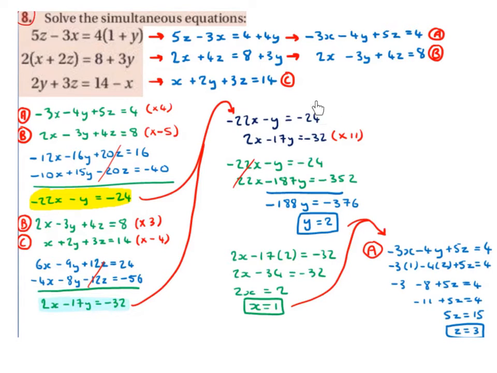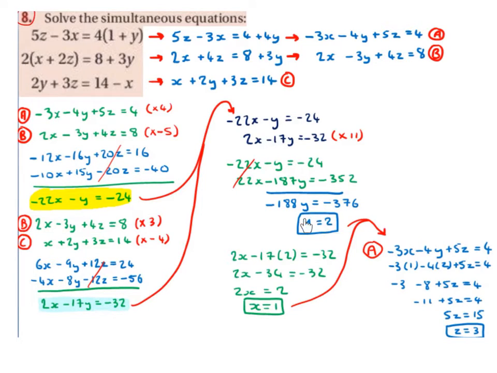So I'm going to write these down over here, and I'm going to multiply the second equation by 11. So 2x by 11 is 22x, minus 17y by 11 is minus 187y, minus 32 by 11 is minus 352. Now the x's cancel. Minus y minus 187y is minus 188y. Minus 24 minus 352 is minus 376. Minus 376 divided by minus 188 is going to be 2. So y is equal to 2.